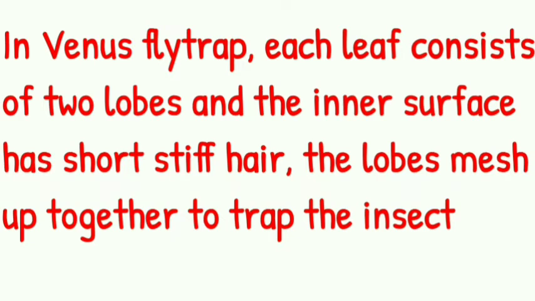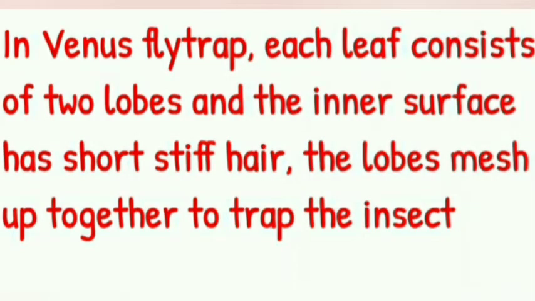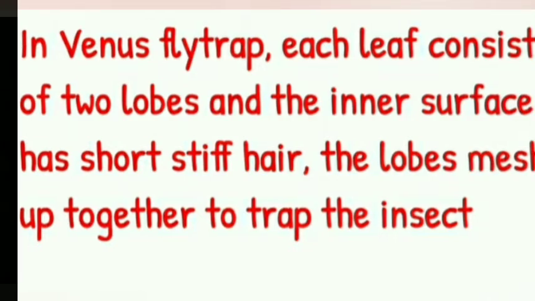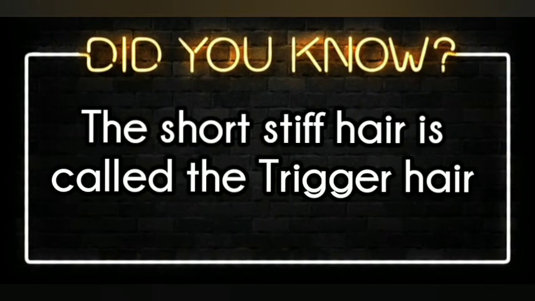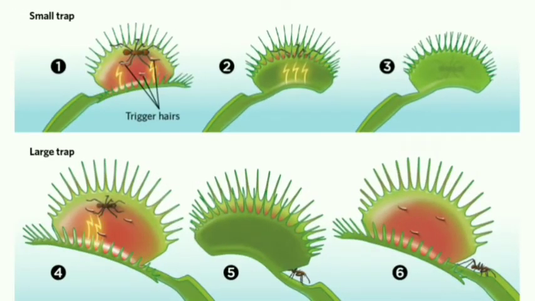In Venus flytrap, each leaf consists of two lobes and the inner surface has short stiff hair. The lobes mesh up together to trap the insect. The short stiff hair is called the trigger hair. This is how the Venus flytrap traps an insect.